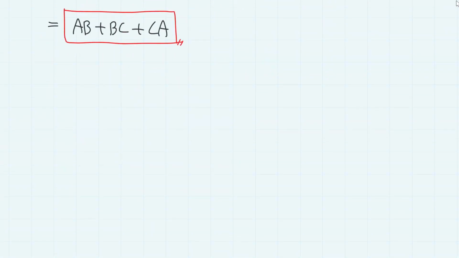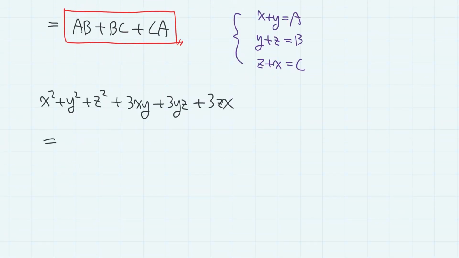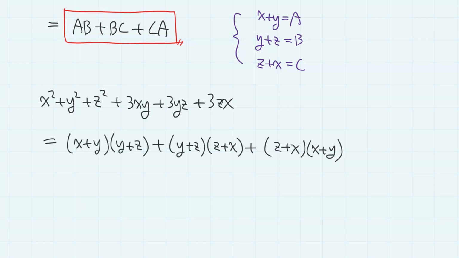Now, this means that x squared plus y squared plus z squared plus 3xy plus 3yz plus 3zx equals (x plus y) times (y plus z) plus (y plus z) times (z plus x) plus (z plus x) times (x plus y), which is beautiful.